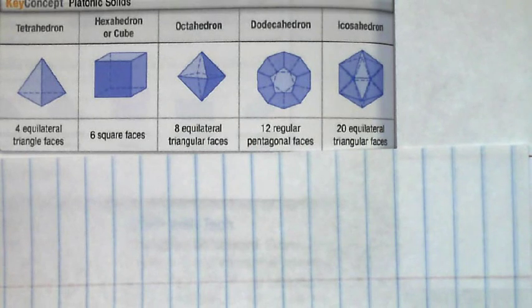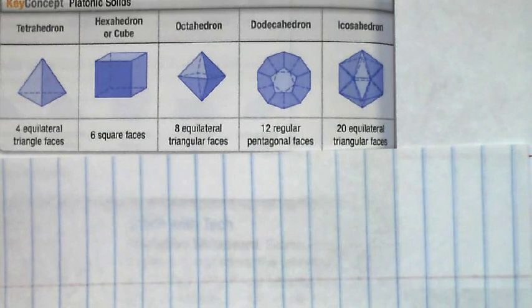Now, so you know, there is such a thing as a regular polyhedron. Regular polyhedrons are polyhedrons where all of their faces are congruent polygons and all of their edges are congruent. There are 5 types of them, and they're called Platonic solids. They're actually named after Plato, the mathematician, because he used them so much.